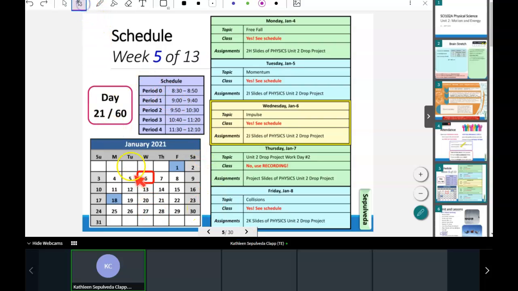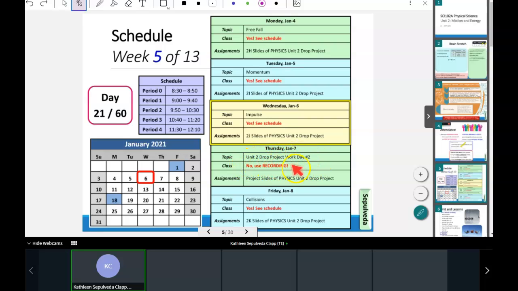It is day 21 of our 60-day adventure. I cannot believe we're in the middle of the week, Wednesday, January 6th. We're going to talk about impulse, and we're going to do this through our 2J slides in our Physics Unit 2 drop project. Remember, tomorrow is no live class for science. There are live classes for other classes, but not for science. So this will be your Unit 2 drop project workday. You can finish up anything that you've done.